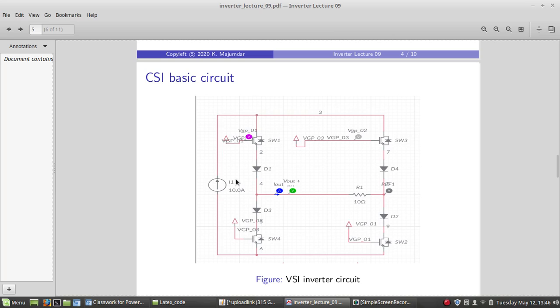Now the next question will appear: why CSI? The current source is required, but ideally no current source is available.